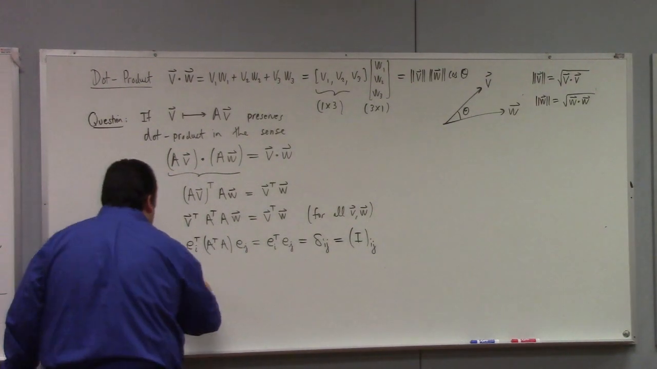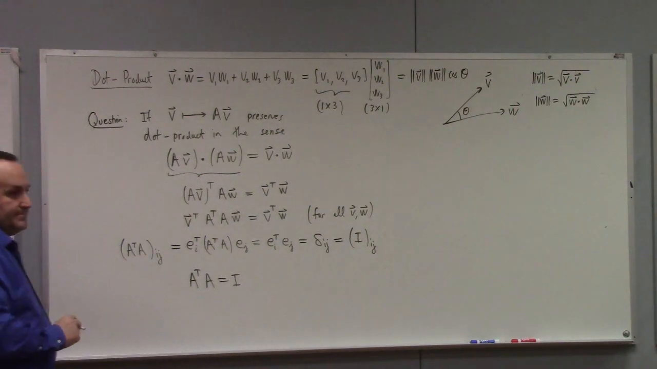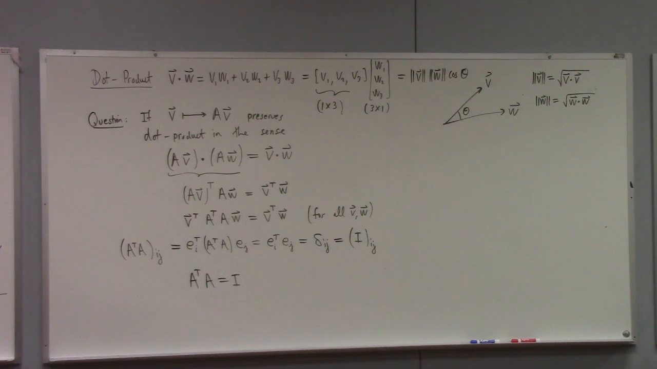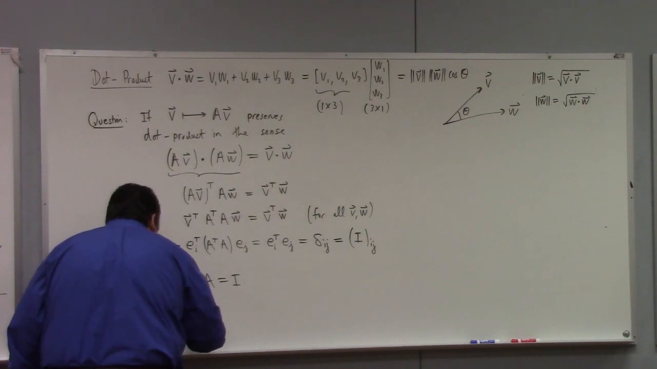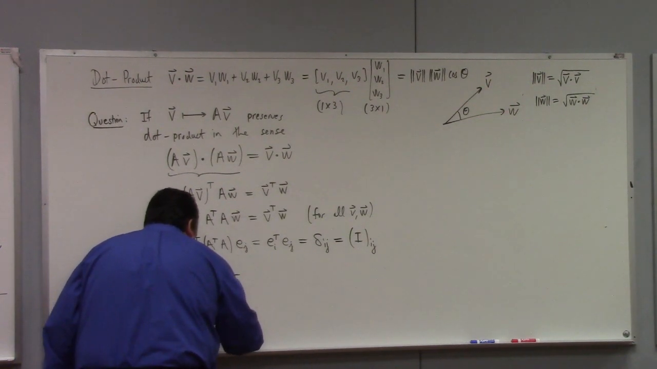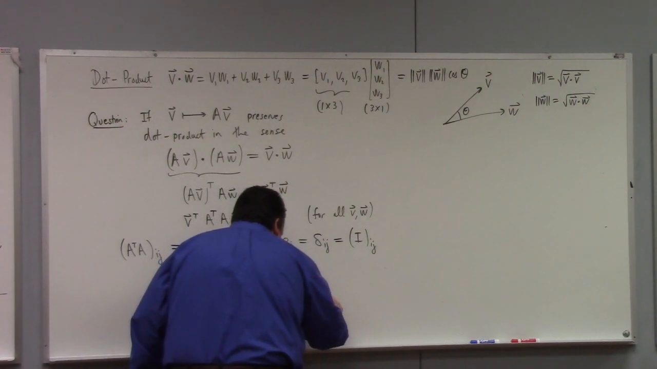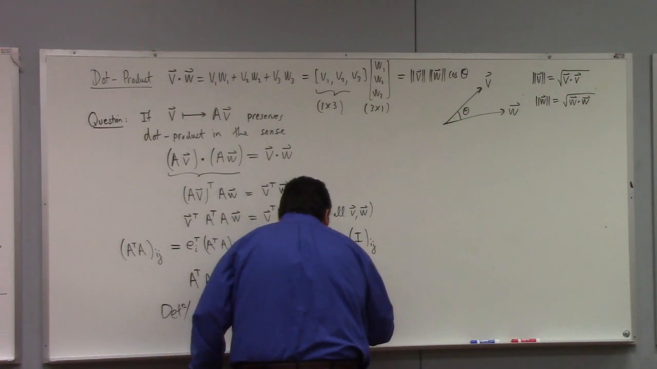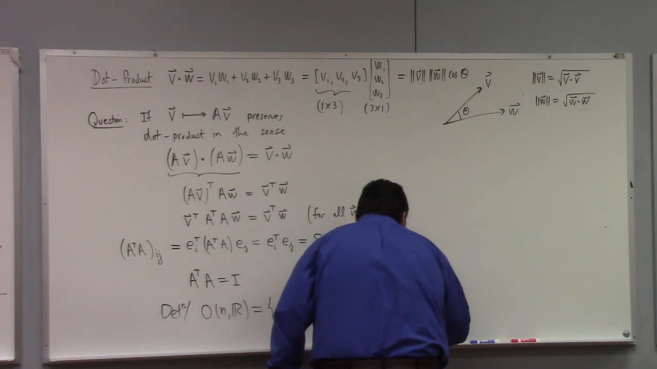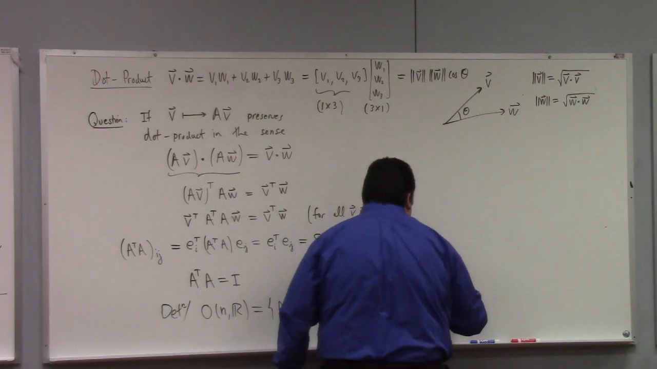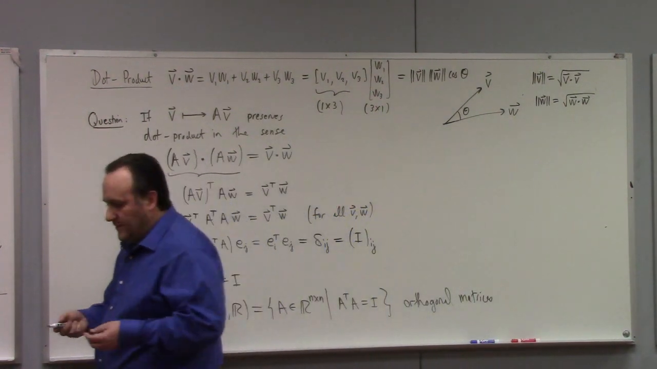So this holds for all i and j. Therefore, we get the condition that the matrix must satisfy A transpose A equals I. A transpose A equals I. And this defines the definition: O(n, R) is equal to the set of A in R^(n by n) such that A transpose A equals I. These are the set of orthogonal matrices.